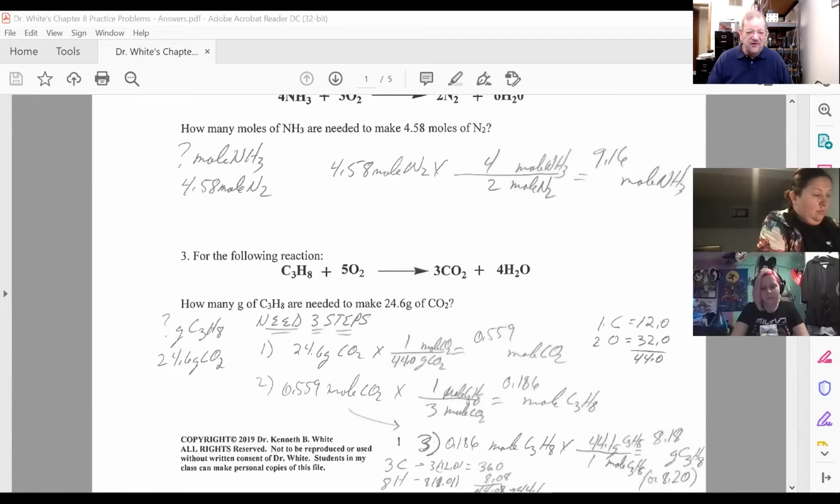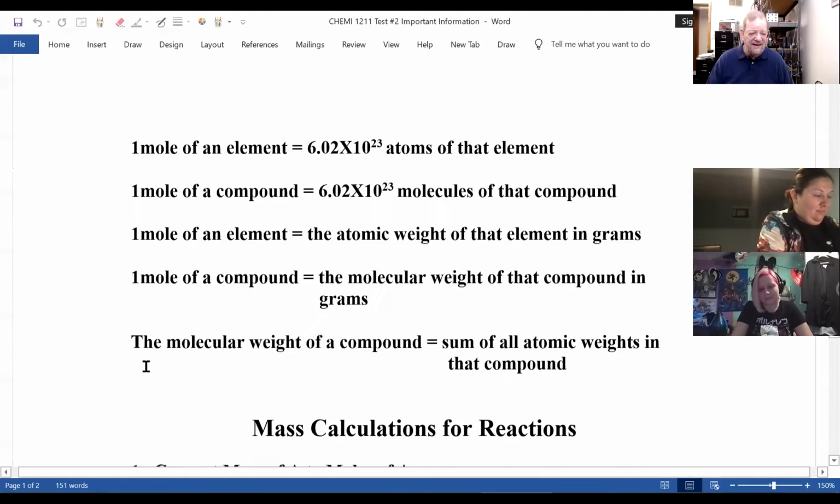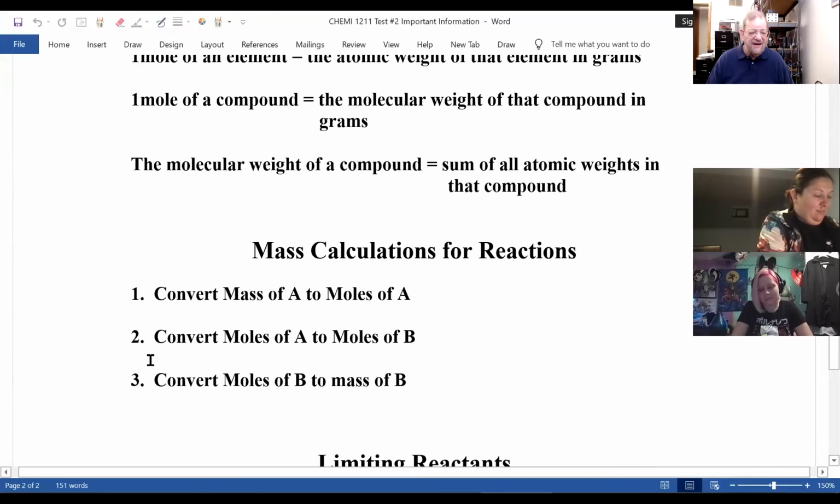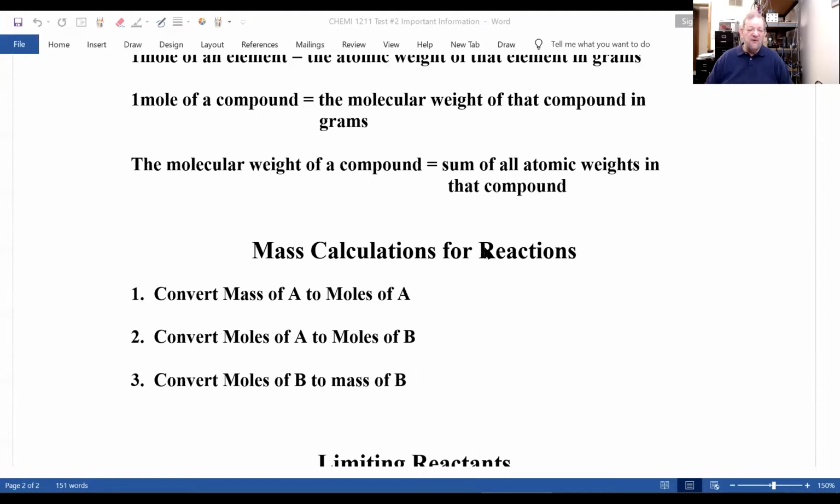Thumbs up, people. Do you see number of electrons on your screen? Oh no, aren't you glad I asked? All right, let me scroll. Now, on your screen, do you see mass calculations? Thank you.